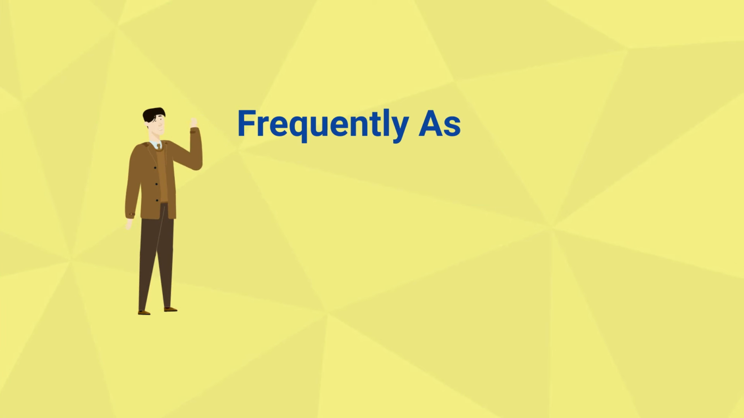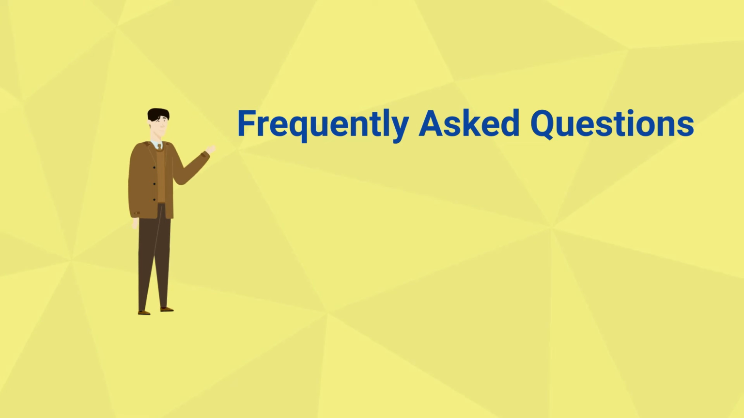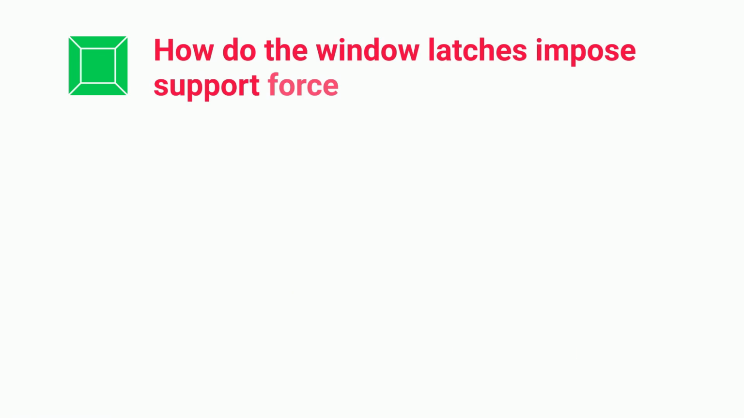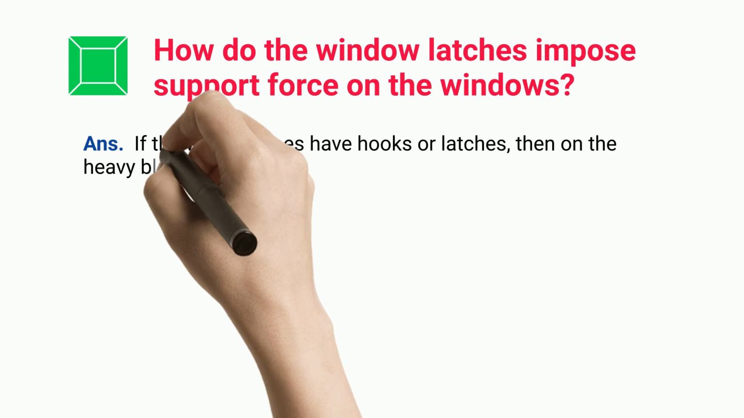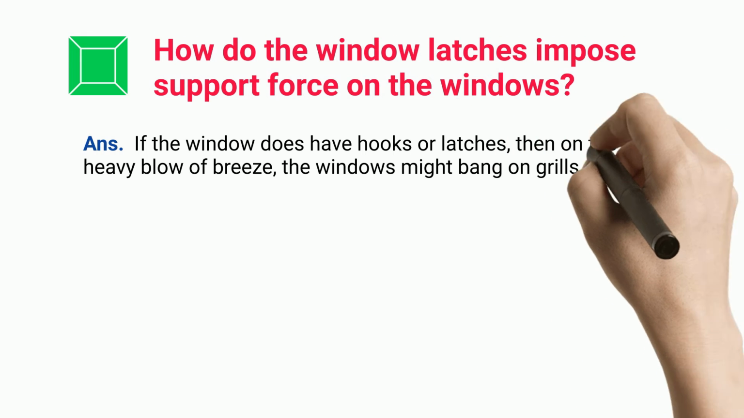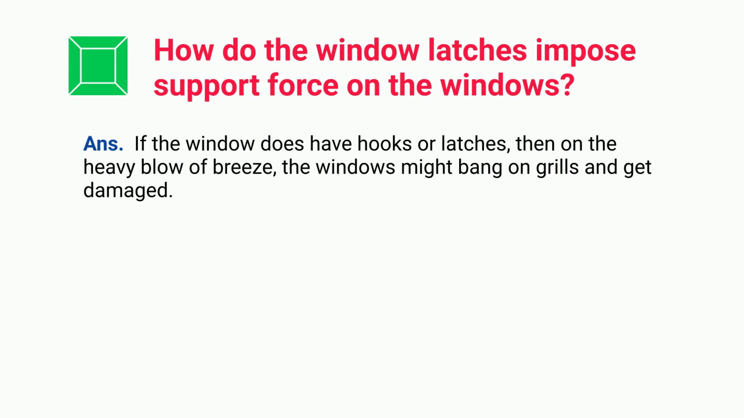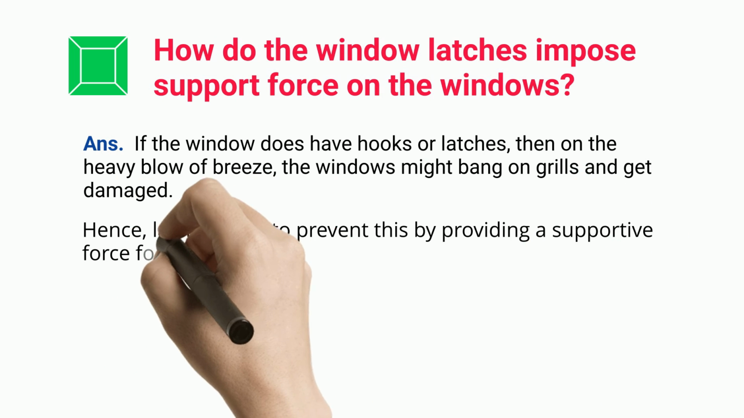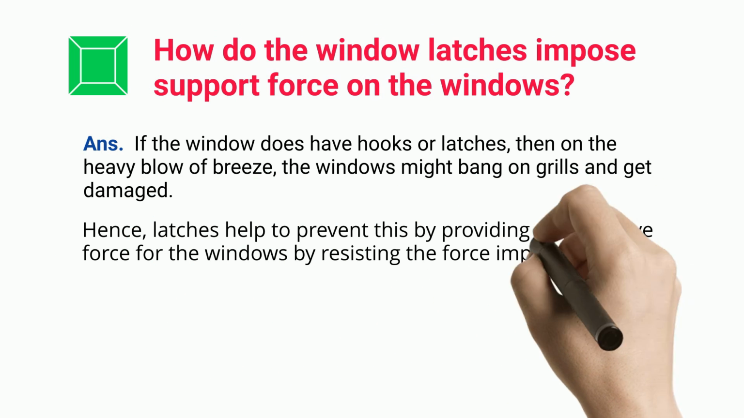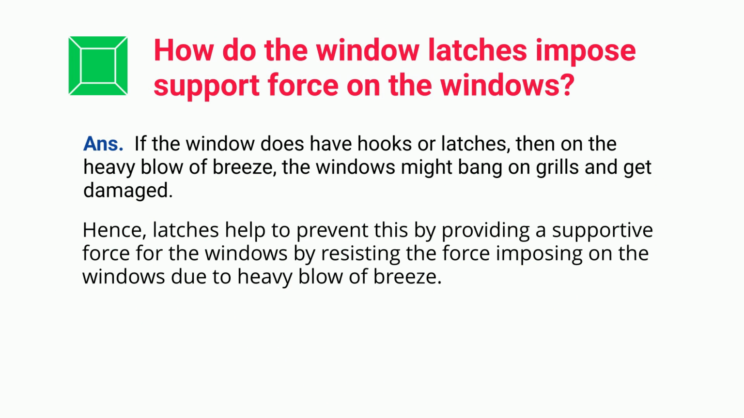Frequently asked questions. How do the window latches impose support force on the windows? If the window does not have hooks or latches, then on the heavy blow of breeze, the windows might bang on the grills and get damaged. Hence, latches help to prevent this by providing a supportive force for the windows by resisting the force imposed on the windows due to the heavy blow of breeze.